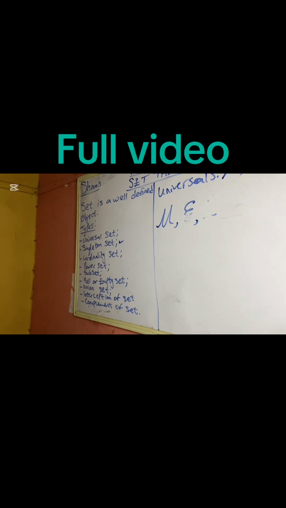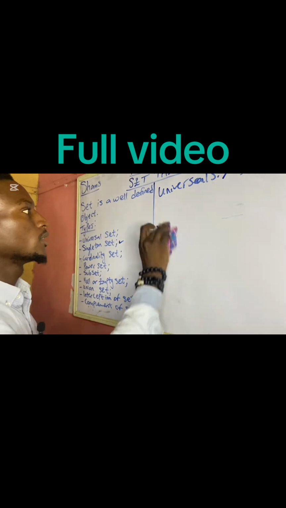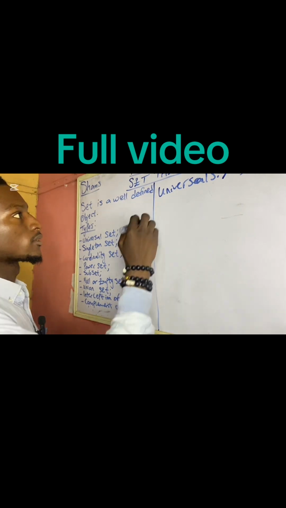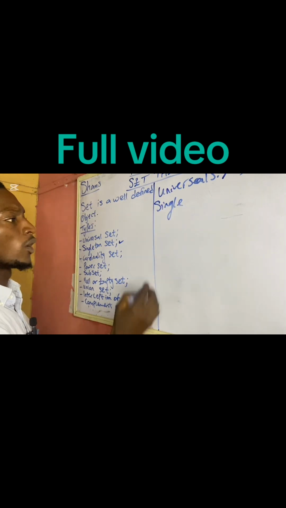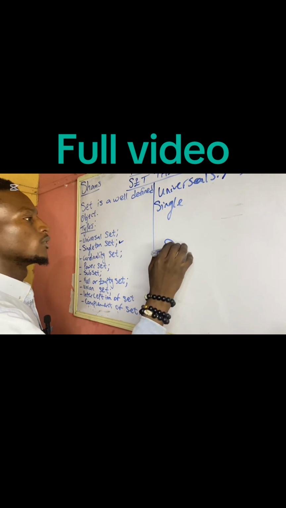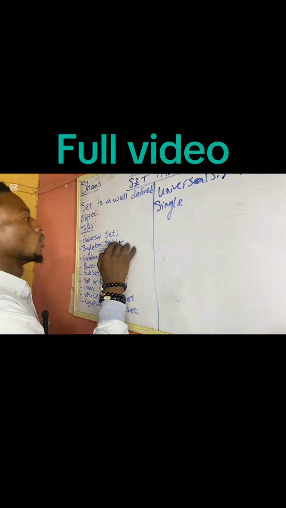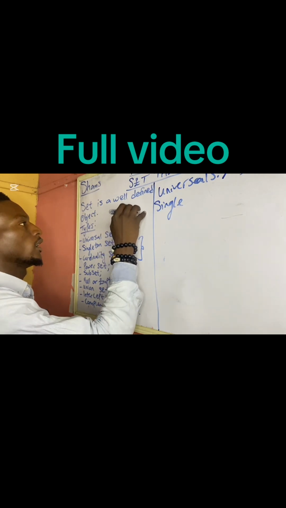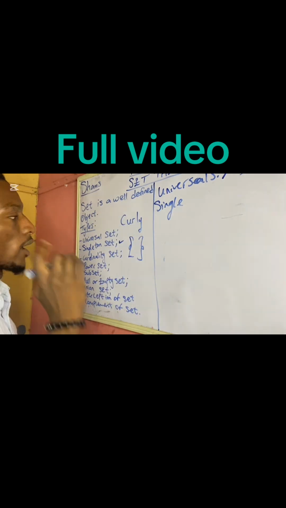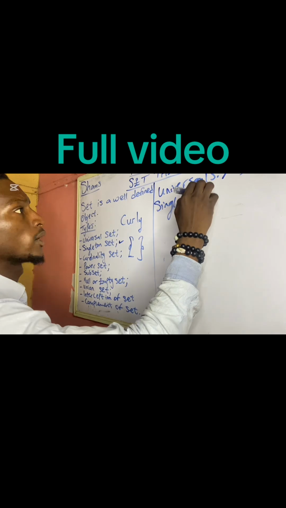Now, I forgot to say this earlier: all the elements of a set are embedded in a curly bracket. So we say a singleton set. How do we draw a curly bracket? Very simple, this way. Oh, let me draw it here. This is a curly bracket. Now, a singleton set is a type of set that has only one element.